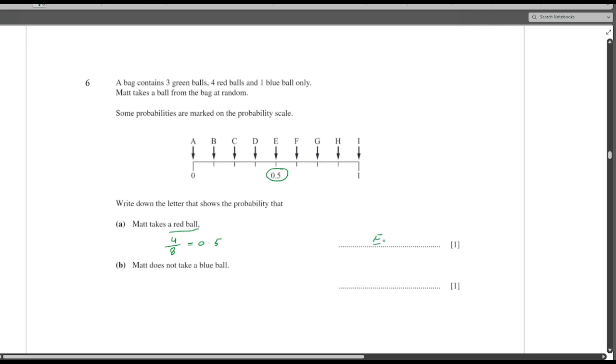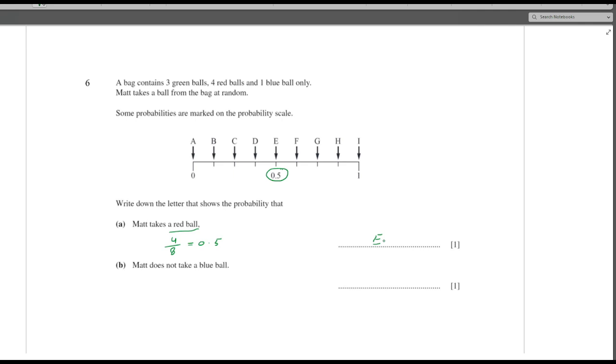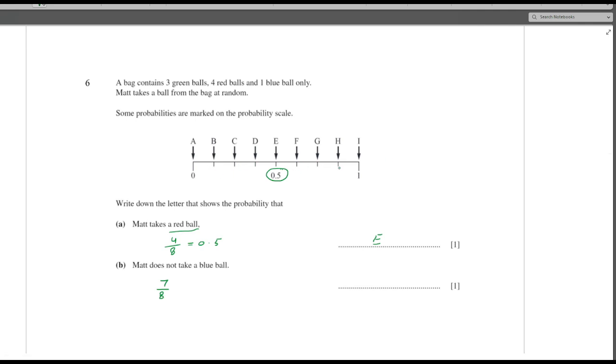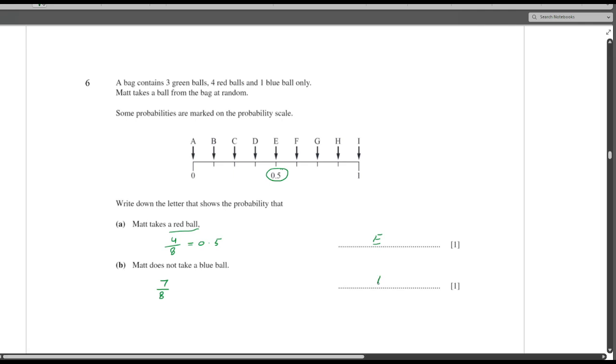Now Matt does not take a blue ball. There is only one blue ball. So if he is not taking the blue ball, that means he is taking any of the 7 balls. So 7 out of 8, counting 1, 2, 3, 4, 5, 6, 7 and 8. So 7 out of 8, this letter H will represent 7 out of 8.